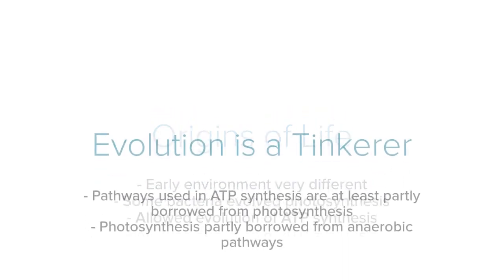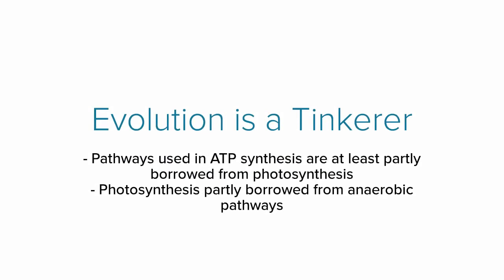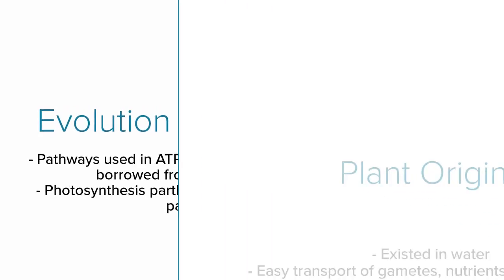and this ultimately increased the complexity of life. A key theme of this class is that evolution is a tinkerer, and what this means is that instead of making a bunch of new processes, evolution actually fixes existing ones to make them more efficient. And so two examples of this are that the pathways used in ATP synthesis are at least partially conserved from photosynthesis, and that photosynthesis itself is actually partly borrowed from anaerobic processes.